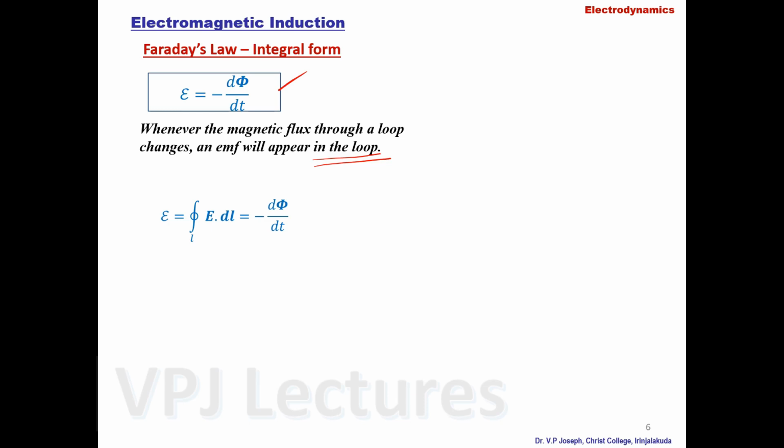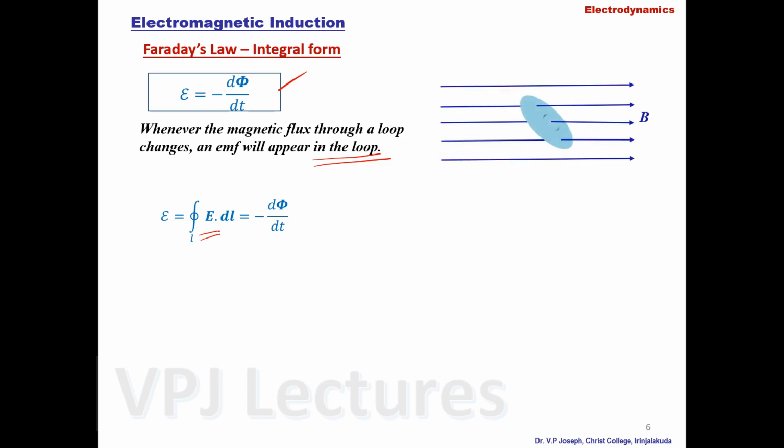Whenever the magnetic flux associated with a loop changes, an EMF is induced in the loop, and that EMF is given by line integral E dot dl is equal to minus d phi by dt. The term E dot dl involves the electric field. That is, E is related to the EMF due to change in magnetic field.